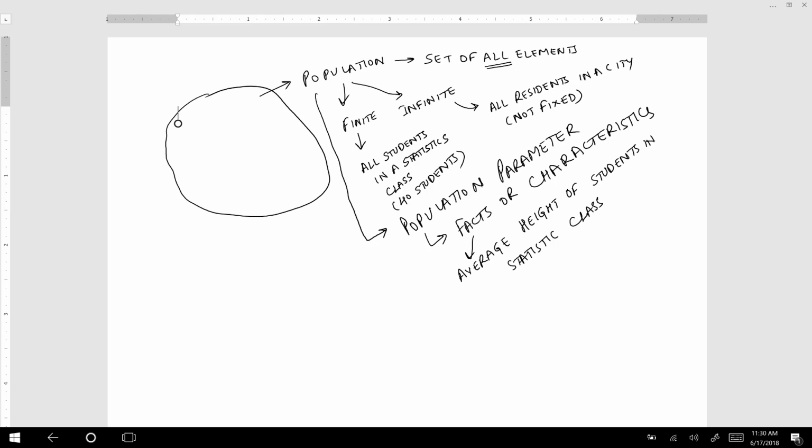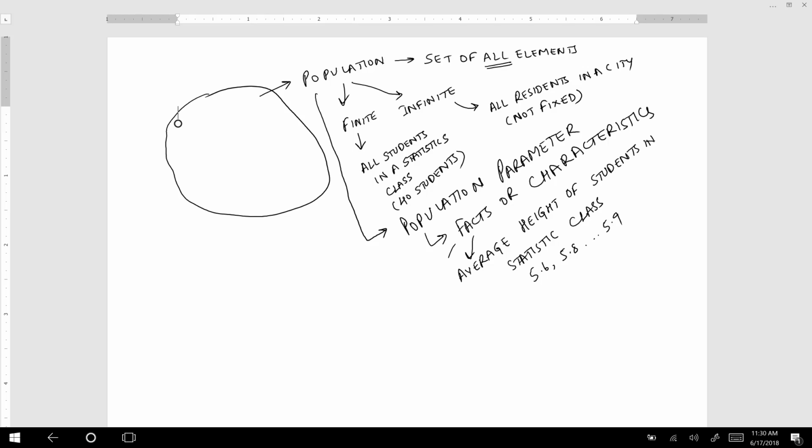So if I measure all the students, it might be 5.6, 5.8, it might be 5.9. So these are the facts about the statistics class. Because the statistics class is a finite population, it's easy to measure the average height.